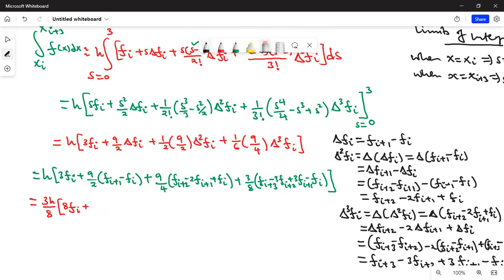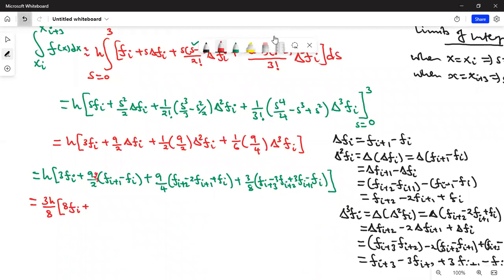Remember, when you factor out 3 over 8, it is the same as writing this one. Let me explain. It is 3 over 8 inside, so here you have to multiply each of them by 8 over 3. So we'll have 3 times 4, which is 12. So I'll have here 12 times fi plus 1 minus fi.